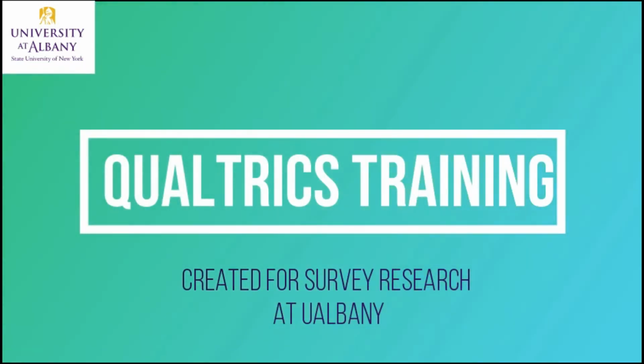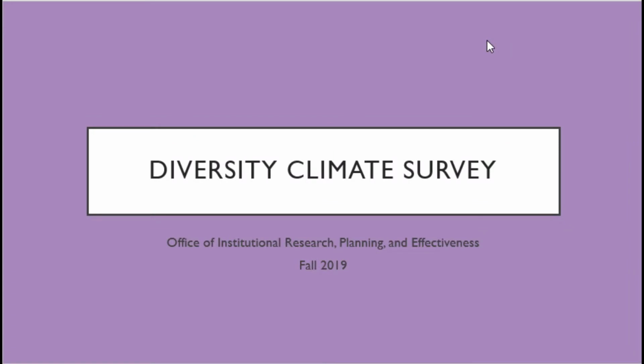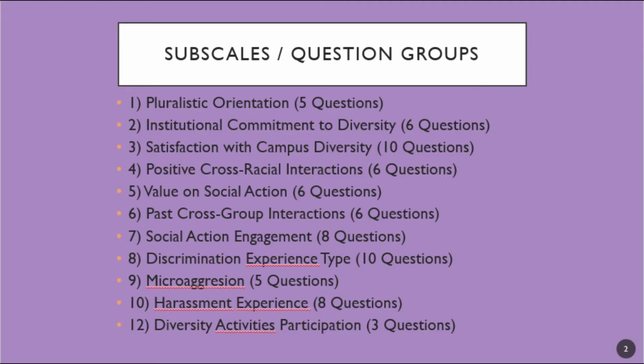Hi, this is a quick tutorial on how to use Qualtrics to analyze your survey data and provide a descriptive report immediately. We are using the Diversity Climate Survey as an example for this training. This anonymous survey examines individuals' perceptions of the on-campus diversity climate and their experiences in a variety of areas related to diversity and campus climate. This survey includes 11 subscales such as satisfaction with campus diversity, value on social action, and diversity activities participation.